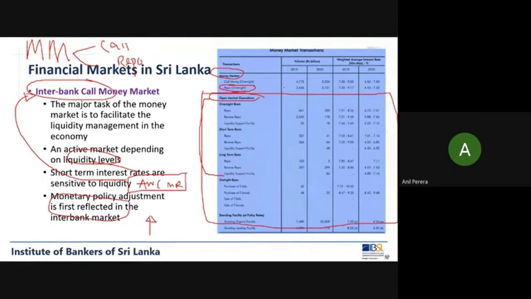Especially institutions who require money on a daily basis: banks and the primary dealers. Primary dealers are dealing in government securities. So they also need money on a daily basis for the transactions to support the government security market, because it's the largest market. So they also transact in the repo market. Now there is one clear difference between the call market and the repo market, other than these institutions. Can someone tell me?